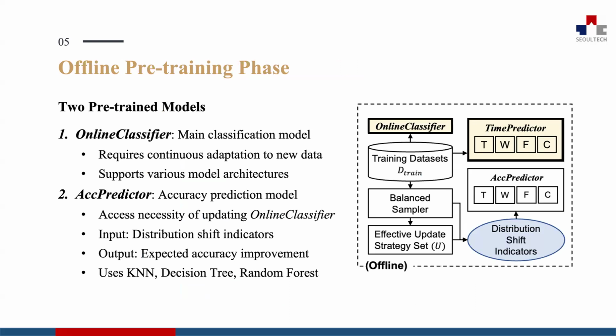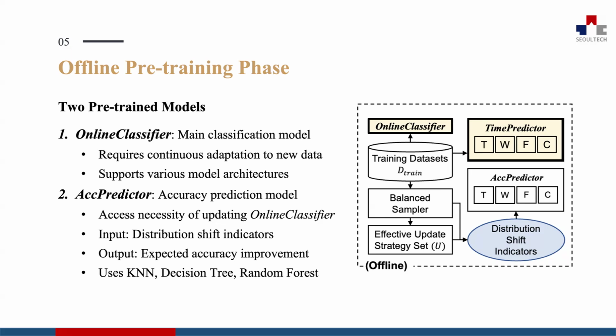So our approach is composed of two primary phases, which are the offline pre-training phase and the online update phase. In the offline pre-training phase, we first train two different models, which are the online classifier and the accuracy predictor. The online classifier is the main classification model, which requires continuous adaptation to the new data. And the accuracy predictor predicts the accuracy improvement of the model, and it assesses the necessity of updating the online classifier based on the measured distribution shifts.